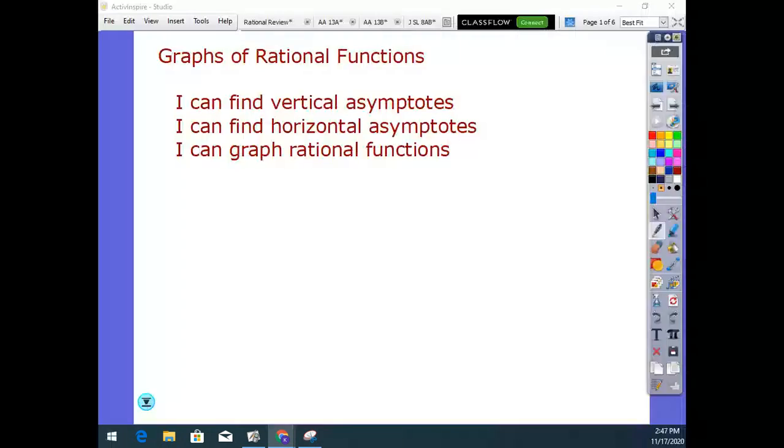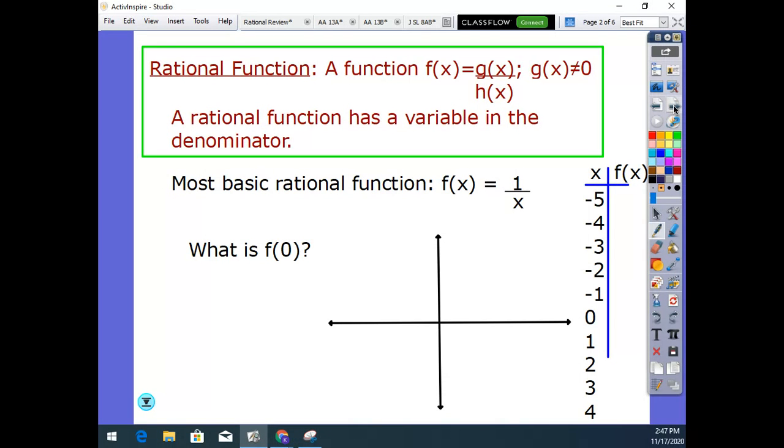So graphs of rational functions. Rational just means you have a variable in the denominator. Okay, so let's look at the most basic rational function, and that's just 1 over x.